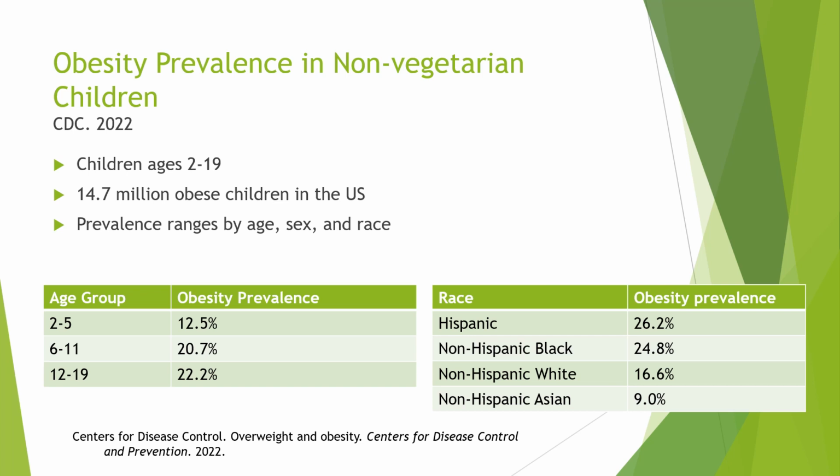So, for example, children who are aged 2 to 5 have the lowest obesity prevalence at 12.5%, while adolescents aged 12 to 19 have a much greater rate at 22.2%. As for race, Hispanic children have the highest prevalence at 26.2%, and Asian children have the lowest at 9%.